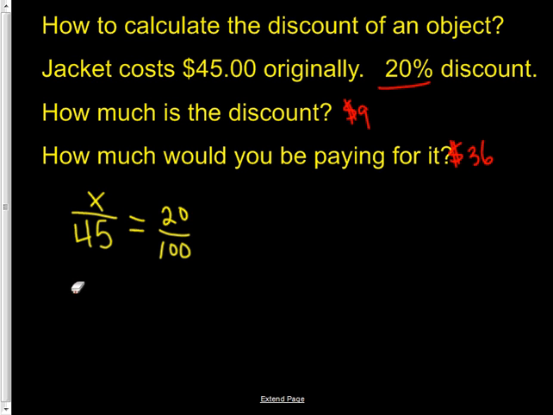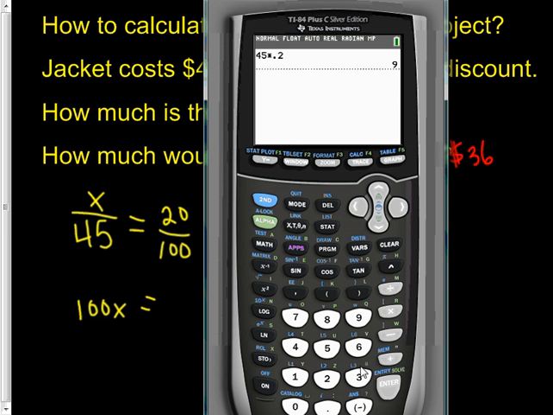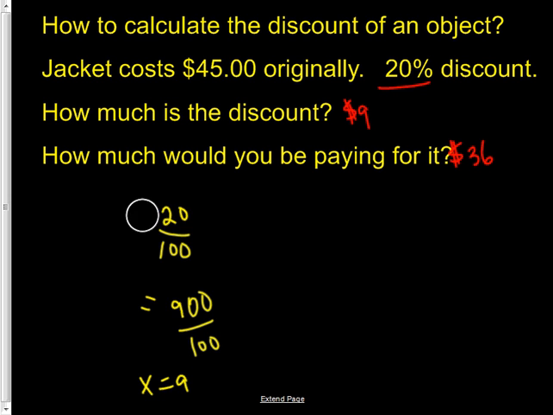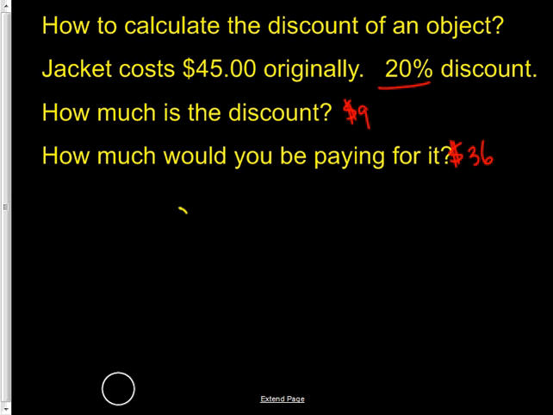So 100 times x is 100x, and 45 times 20, we'll have to pull the calculator up again here. 45 times 20 is 900. So after I go through and divide both sides by 100, I know that x would be equal to 9. And that's the same thing that we did. So it's just another way of doing it.